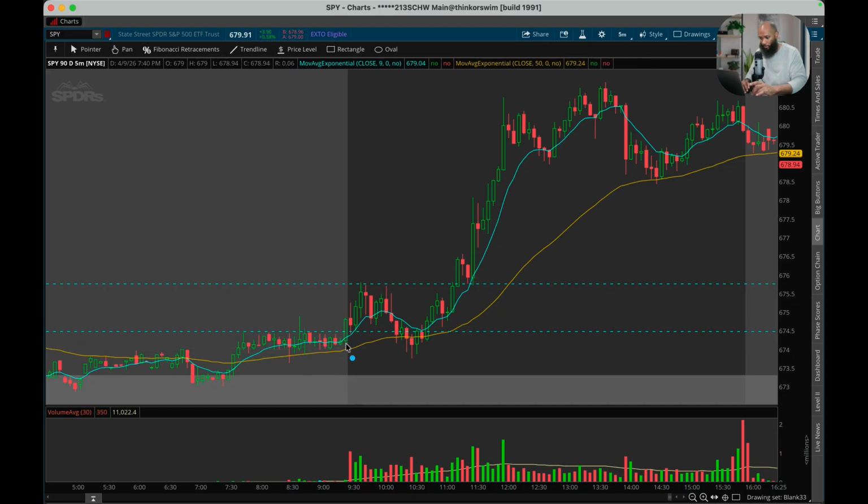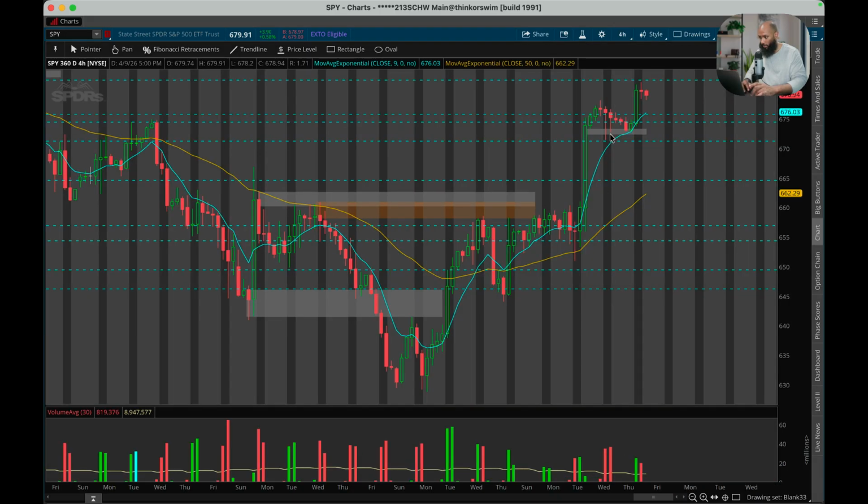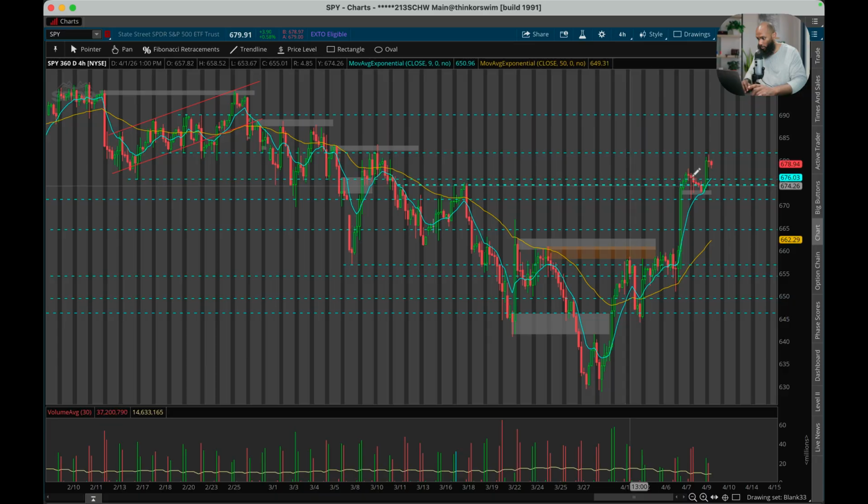So first thing in the morning, market pushed up to this resistance level. You guys are probably wondering where I got this from. So I'm going to zoom out to the 4-hour to let you know exactly where that came from, so you guys are not confused. All right, so this is that level, and that level came from right here.